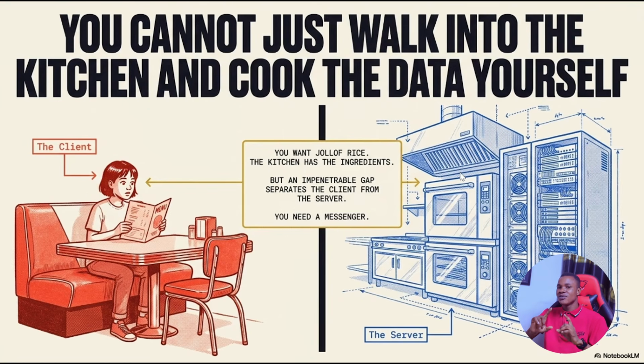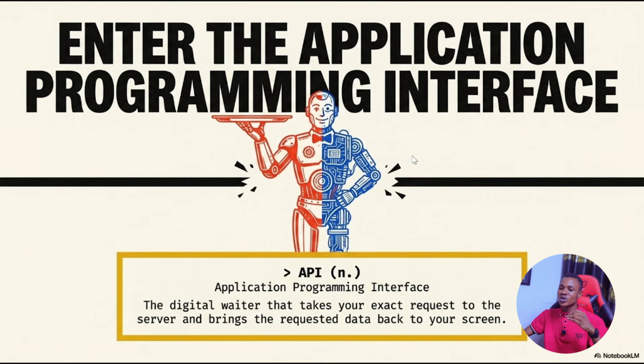It's the same thing with n8n. n8n needs all other information, including the APIs, and I will explain what an API is. So just take a look. You want jollof rice, the kitchen. I've explained all of this, right? So enter the application programming interface. The digital waiter that takes your exact request to the server and brings the requested data back to you is what we call an API.